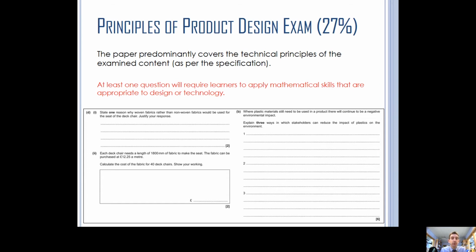Now, this is the principles. It's very much like would have been taken at GCSE. It's really testing students on the core subject knowledge, and it involves materials, processes, and some other issues such as sustainability and so on. So this is the first exam paper.